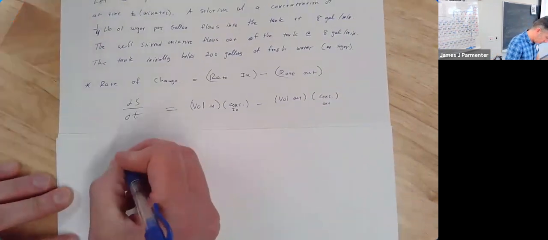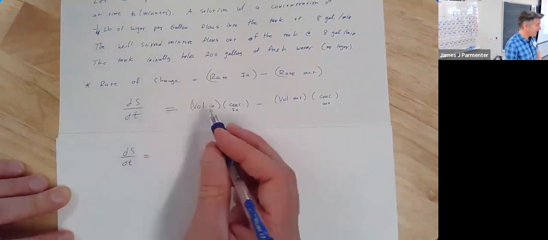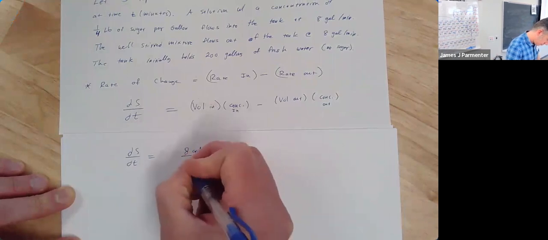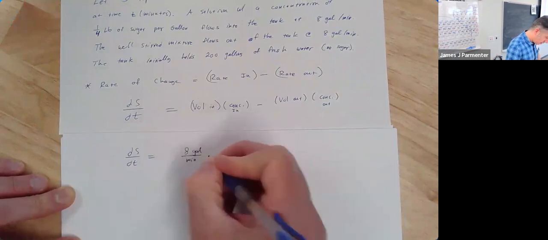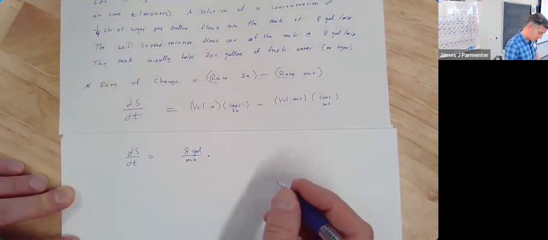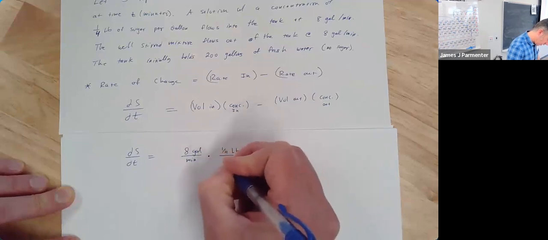So we're going to have that ds dt. Well, the volume that's going in is we're putting in 8 gallons per minute. And the concentration that's going in is pretty straightforward. It's 1/4 pound per gallon.